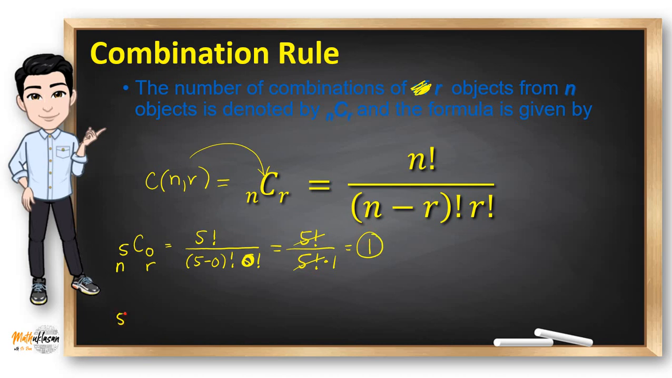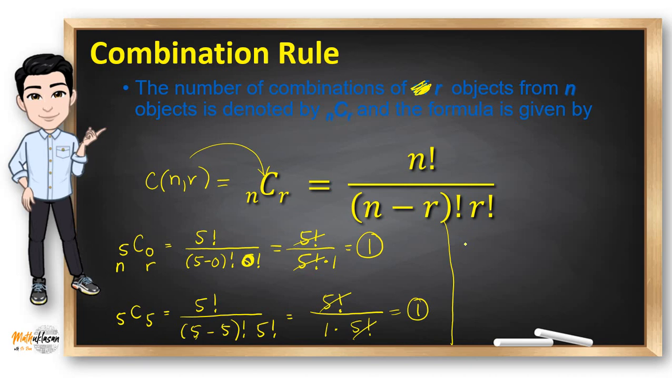Now, what if we are looking for 5C5? Here n is 5, and r is also 5. So we have 5 factorial divided by 5 minus 5, that is equal to 0 factorial, times 5 factorial. Now, 0 factorial is equal to 1. So it's the same as the previous example, just 5 factorial divided by 5 factorial, and that is equal to 1.